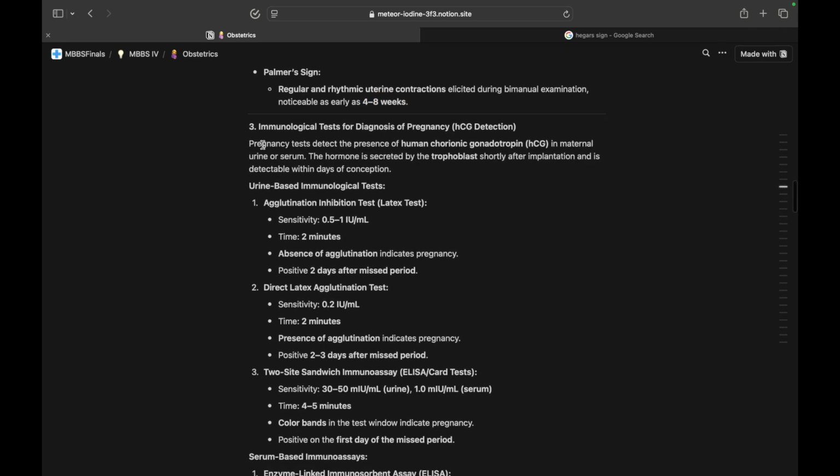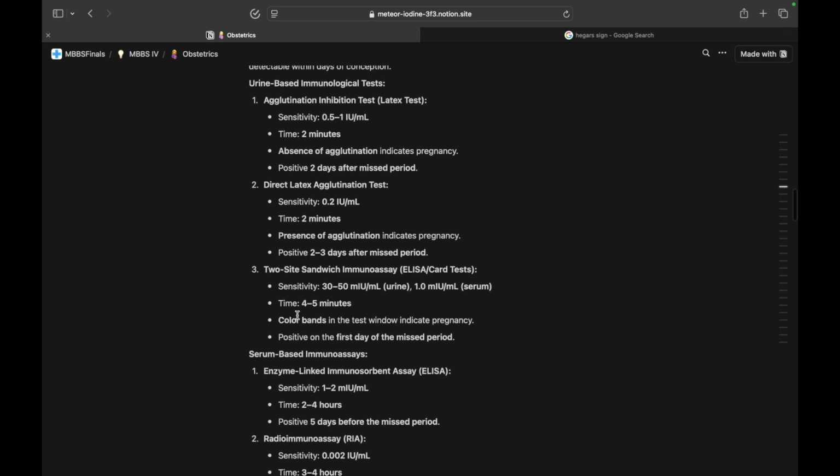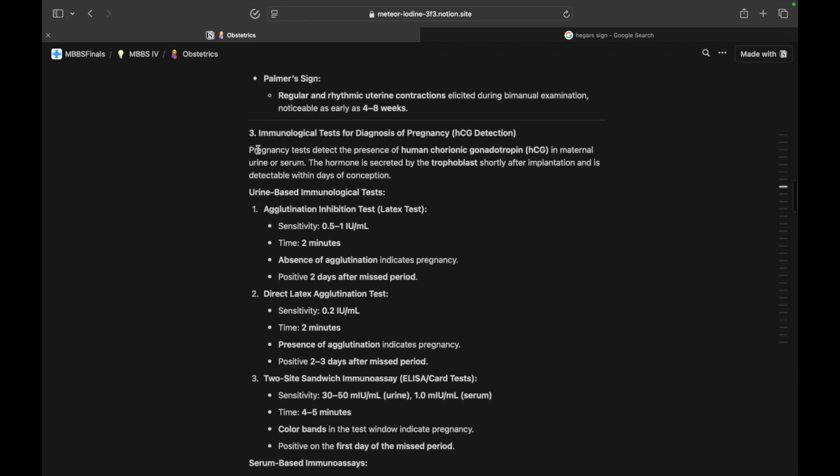Next, coming to the immunological test for diagnosis of pregnancy. So as you all know, HCG is the main thing that is always tested for the diagnosis of pregnancy. So there are different ways of going about testing HCG. So let's discuss each of them one by one. So pregnancy test detects the presence of HCG in maternal urine or serum. The hormone is secreted by trophoblast shortly after implantation and is detectable within days of conception. So trophoblast, which is a part of the placenta, secretes this, and since placenta is present only during the pregnancy, even this hormone is present only during the pregnancy.